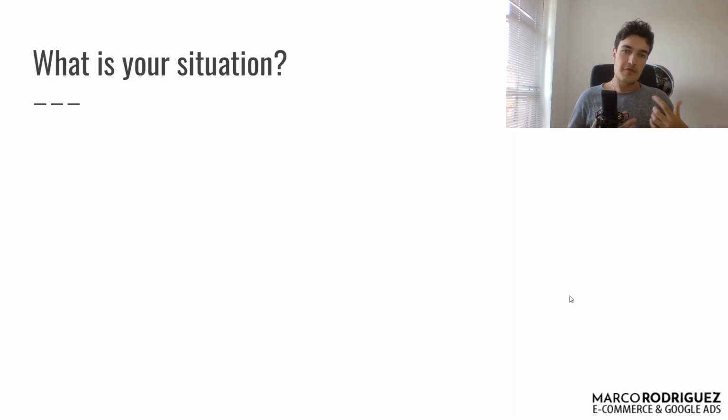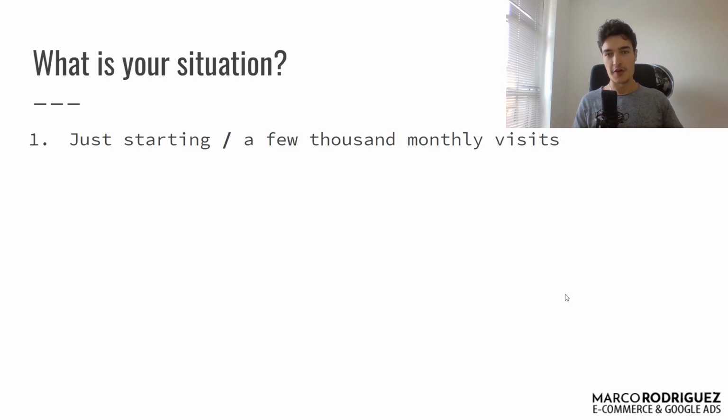We can roughly put your situation in one out of three categories. And important here is they're fairly vague and they're not super specific, okay? So the first situation is you're just starting, you have a few thousand monthly visits, right? You get 50 clicks a day, 100 clicks a day. Maybe you get a sale here and there, not necessarily on a daily basis yet. This is the first type of store.